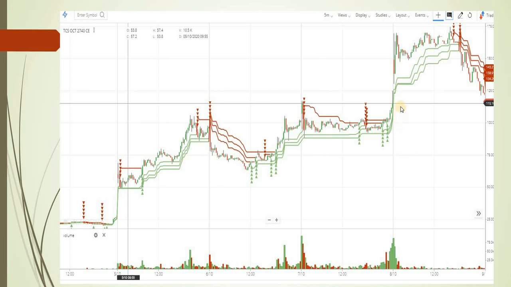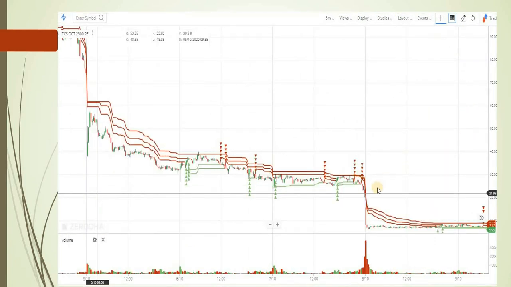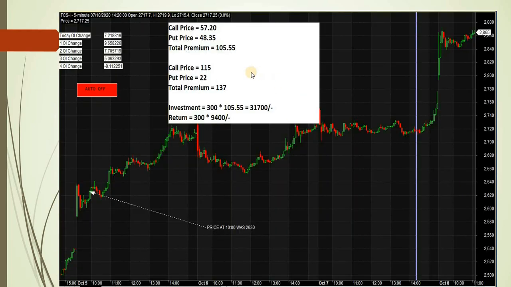So we'll see what the prices of the options which we bought are on 7th of October closing. The call gave a close of 115 point something, and the put on 7th of October gave a close of about 22. So we put the prices 115 and 22. We bought this strangle at 105 and sold at 137. Lot size was 300, investment was 31,700. If we expect 20% returns on 31,700, it comes to 6,300, but still we are getting more than 20%.